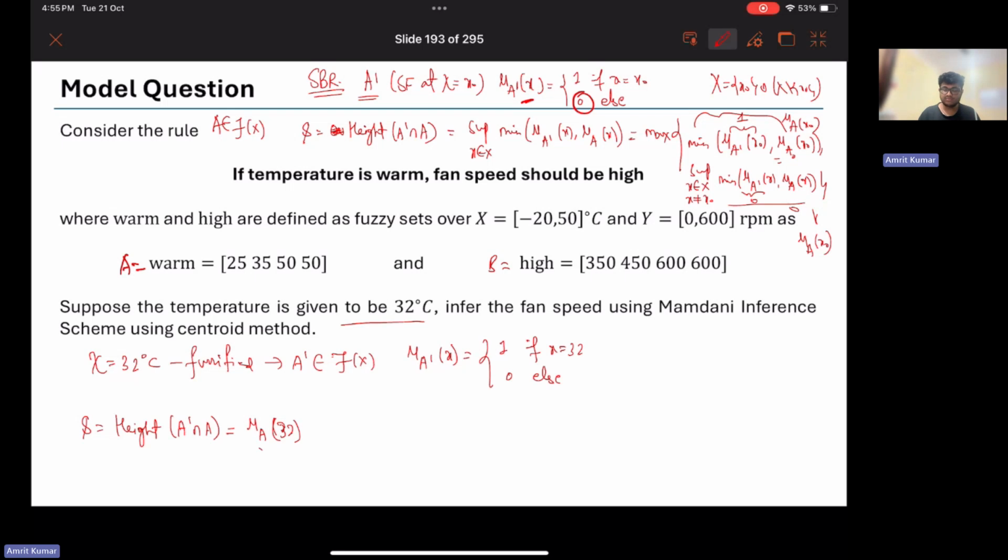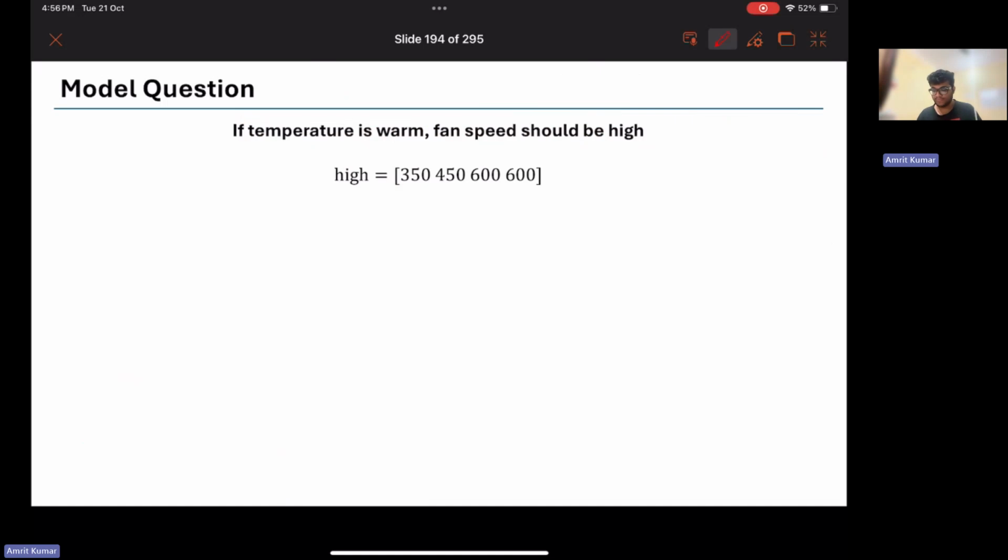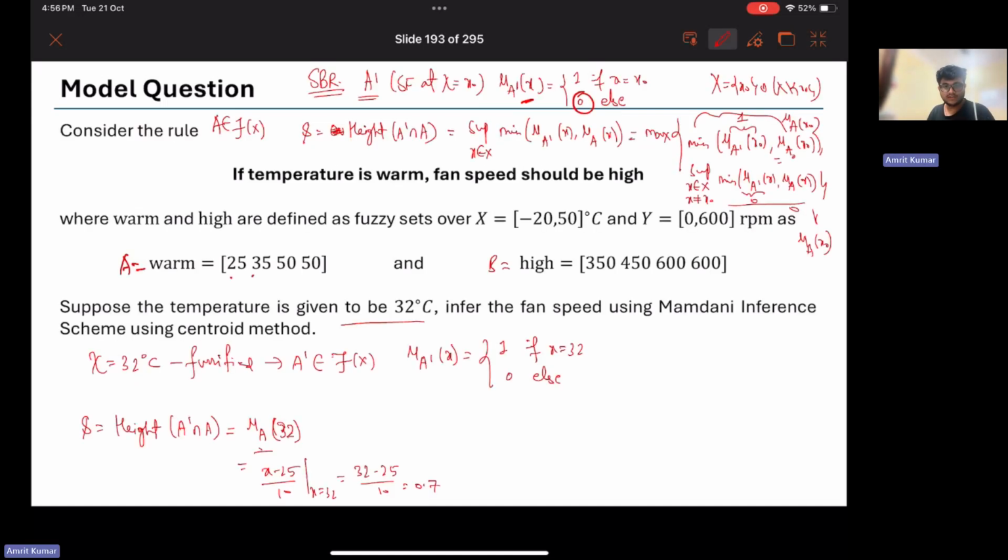And therefore here the similarity value S is nothing but mu A of 32. Now 32 lies between 25 and 35. So this is x minus 25 divided by 10 at x equals 32. So this is 32 minus 25 divided by 10, and I think this is 0.7. So our similarity value is 0.7, right? And we will use the similarity value to modify our fuzzy set B, which is high, in order to obtain our output fuzzy set B dash. And then having obtained B dash, we will defuzzify it using the centroid method as is asked by the question.